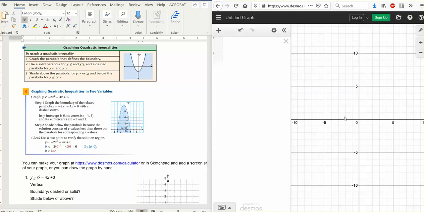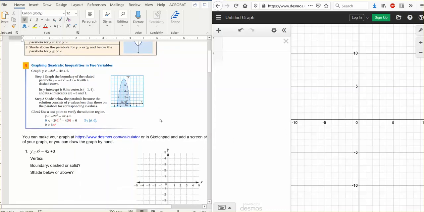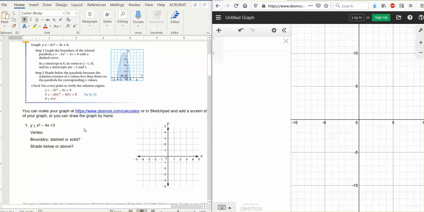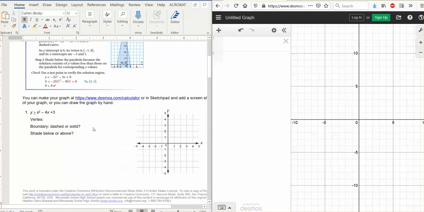All right, so here is several problems that you're going to do. You're going to name the vertex just for some practice. You will say if the boundary line is dashed or solid, and then shade above or below. Now, you should be able to tell that from the graph once you graph it in here, but those are just to make sure that you realize what those answers should be.